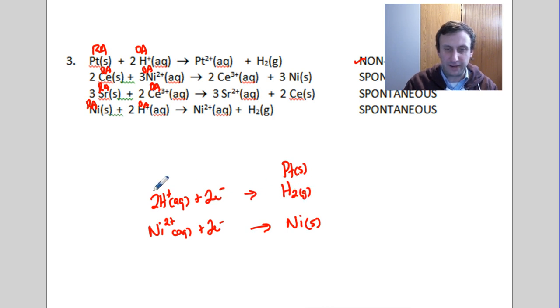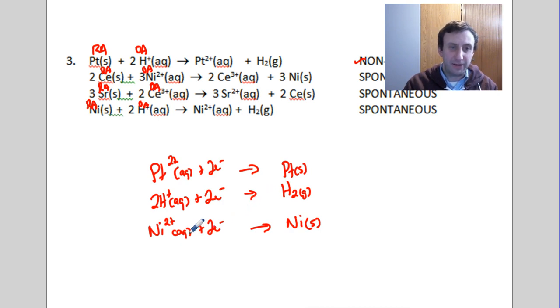If you're confused about these half reactions, rewatch the half reaction video, yes? Each time I'm just making sure that my charge is equal on both sides. So I'm adding electrons to the more positive side to make the charge equal for both. For the top one, I had Pt2+ aqueous plus 2 electrons gives me Pt solid. Oh, this is a messy table.